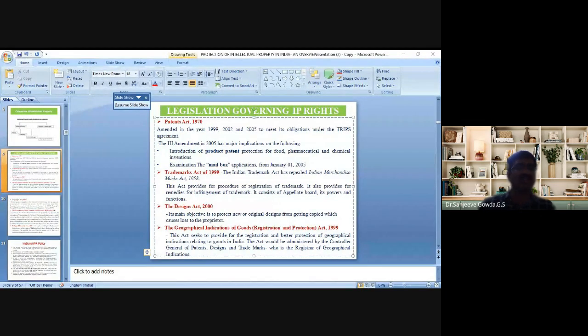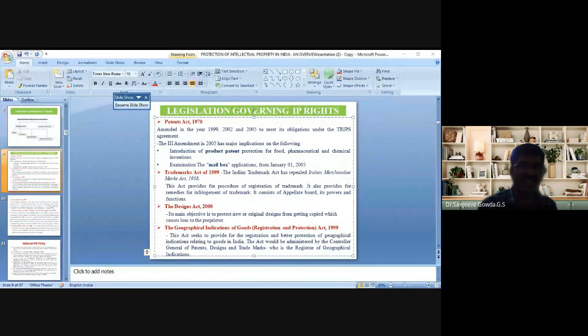In India, what are the legislations passed by the Indian Parliament to extend protection to intellectual property within the country? One of the legislations is called the Patent Act 1970. It is a post-independence and post-constitutional law enacted by the Indian Parliament in the year 1970 to extend protection to patents.